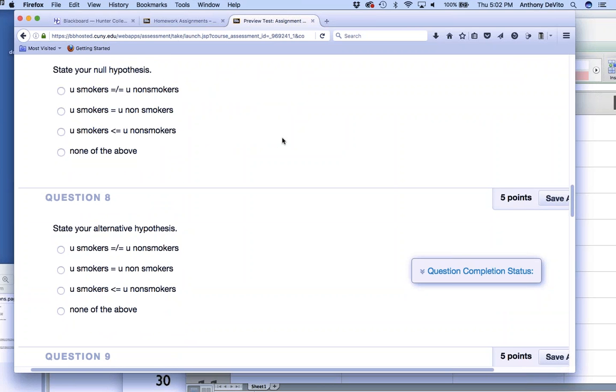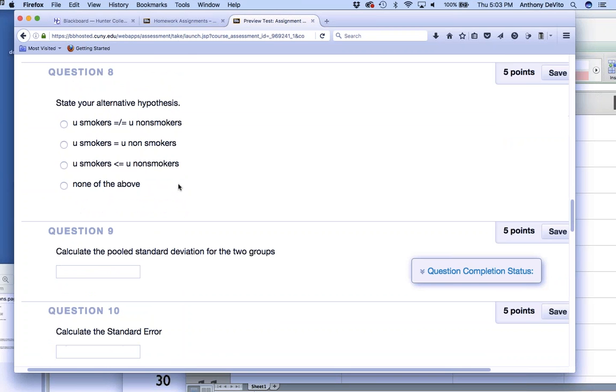What would your null hypothesis be here? What are our choices here? The mean for smokers is not equal to the mean for non-smokers. The mean for smokers equals the mean for non-smokers. Mean for smokers is less than or equal to the mean for non-smokers, or none of the above. Right? Mu smokers equals mu non-smokers. The two means are equal to one another.